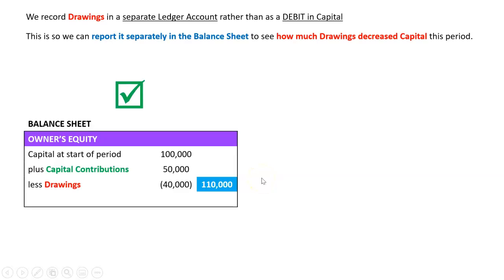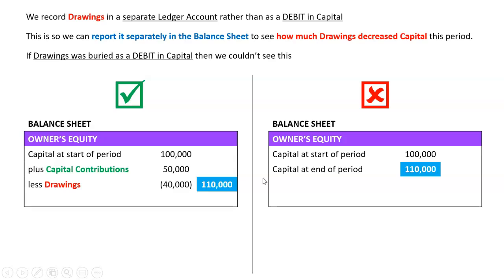The alternative would be if we just did debits to capital whenever we made drawings, we'd just see this. It would be buried. We couldn't see it. We just see capital at the start, capital at the end. Well, that doesn't really work. We need better information. And the reason why we do that is to go back to our accounting theory. This is the correct way to do it.